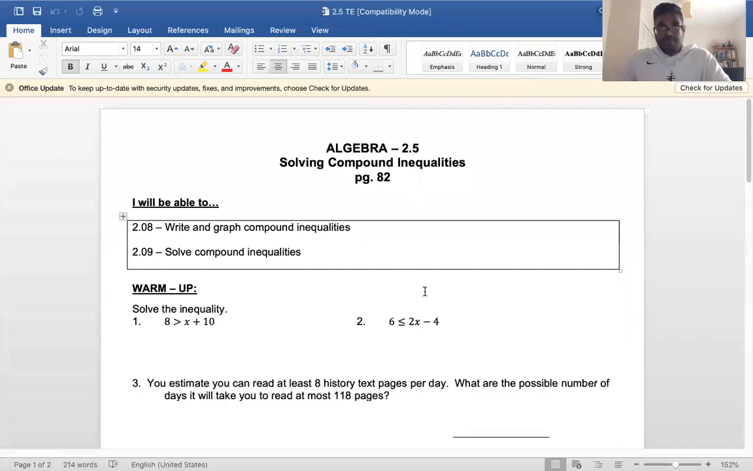All right, guys. Here's the video for the 2.5 notes. So we're going to look at compound inequalities and how to solve them. Don't freak out when you see that these are a little bit more complicated. It's going to be the same thing again, over and over again. You're just going to be solving for your variable and then graphing your solutions. So don't worry about it too much. It's not going to be too bad. It's going to be okay.